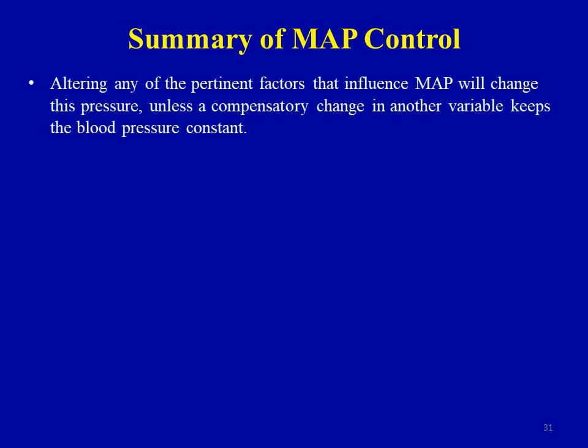With this slide, I will summarize the controllers of mean arterial pressure. Altering any of the pertinent factors that influence mean arterial pressure will change this pressure, unless a compensatory change in another variable keeps the blood pressure constant. For example, if I increase the cardiac output, the mean arterial pressure will increase. But if at the same time the total peripheral resistance decreases, the decrease in the total peripheral resistance will offset the effect of cardiac output increase on the mean arterial pressure.